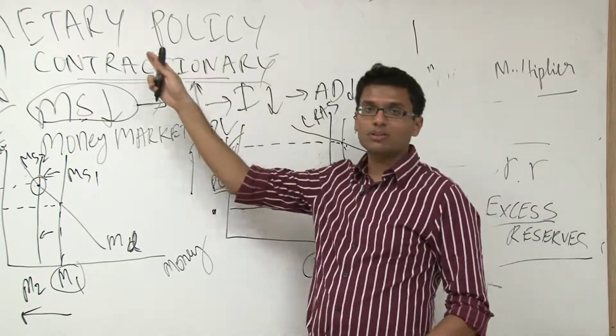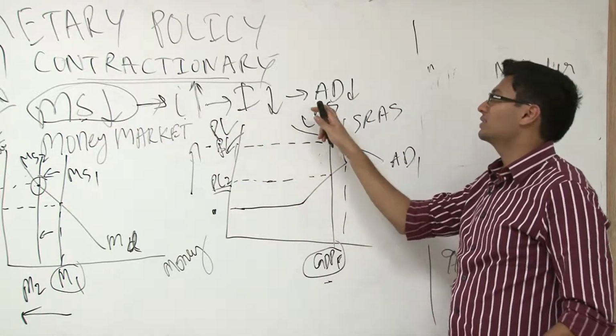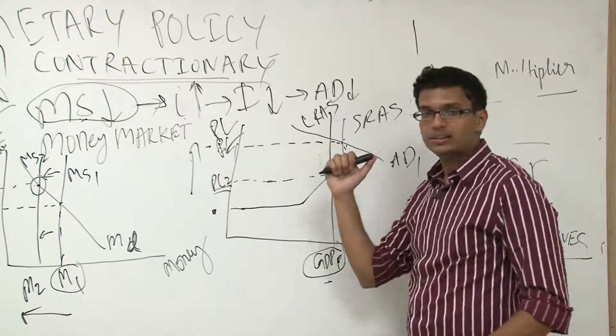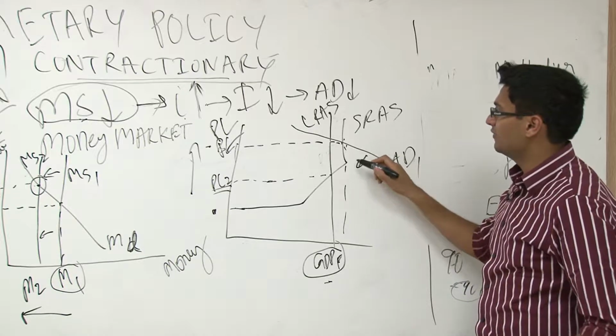contractionary monetary policy. We've said money supply coming down makes the interest rates go up, makes the investment come down, makes the aggregate demand go down. A lot of words there, but I hope you guys understand that, right? So aggregate demand comes down. Well, we're trying to deflate the economy, right? Because the investments have come down.